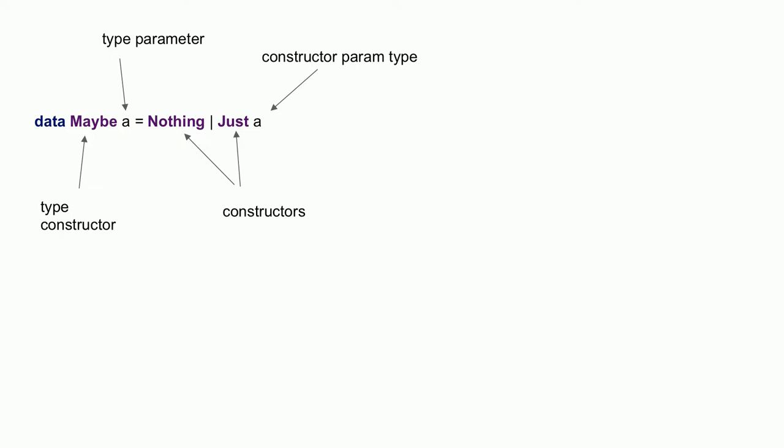So let's look at the information in the declaration of Maybe. We have the declaration of the type. It's got one type parameter and two constructors, and the second constructor has a value parameter. But Maybe has a type parameter on it, so we refer to that as a type constructor. It takes a type and it returns a type.